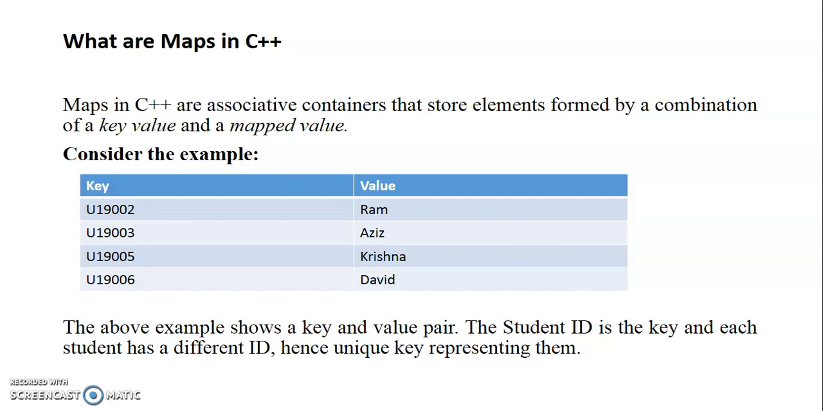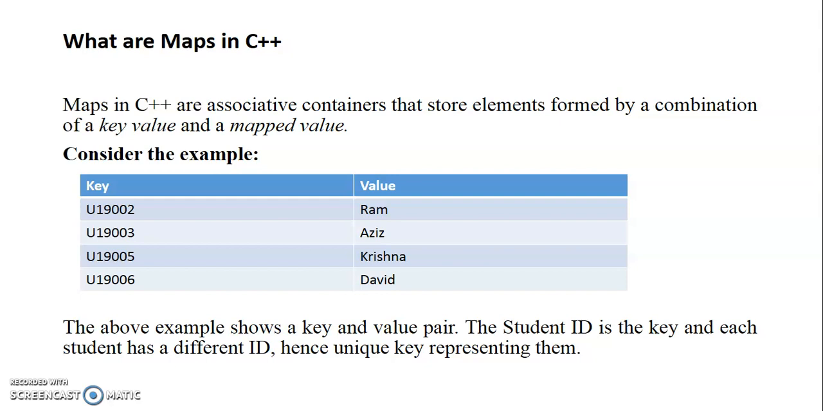Another one is the mapped value: what value is mapped to that particular key value. For example, here I write a key U190002, and the value mapped is some name, Ram. Another is U19003, and the mapped value to this key is Aziz. 19005, another mapped value is Krishna. 19006, another mapped value is David. So the first thing is how you recognize, and the second thing is the mapped value.